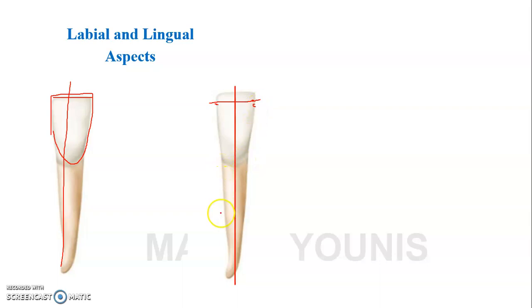The root usually is a straight line, continuing from the cervical line downward. Then in the apical third, it will end in a distal curvature.